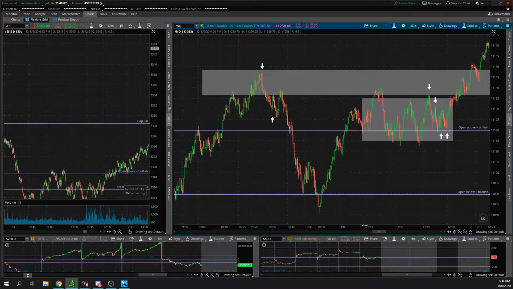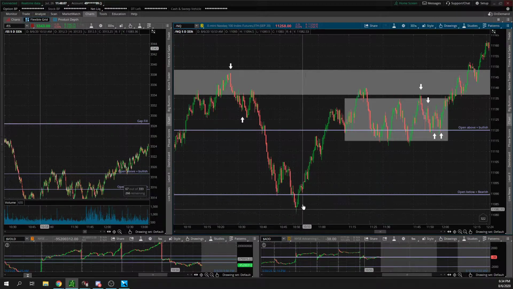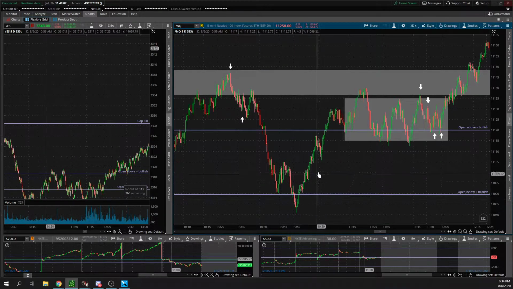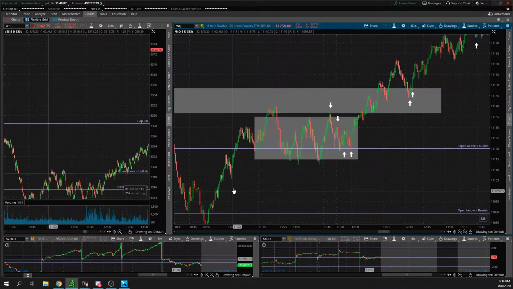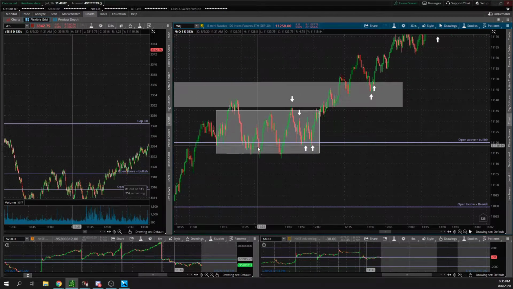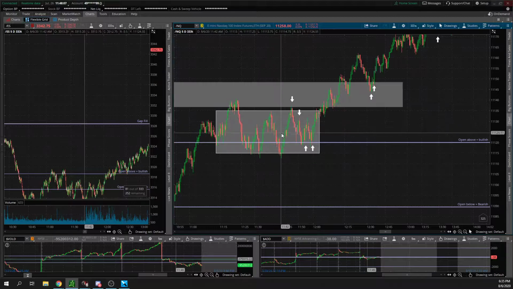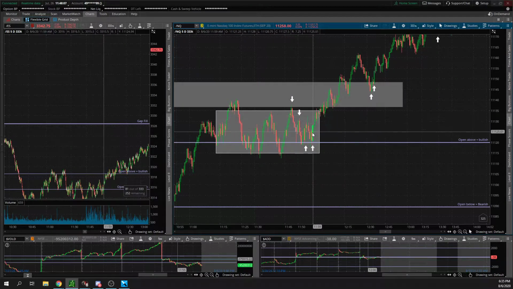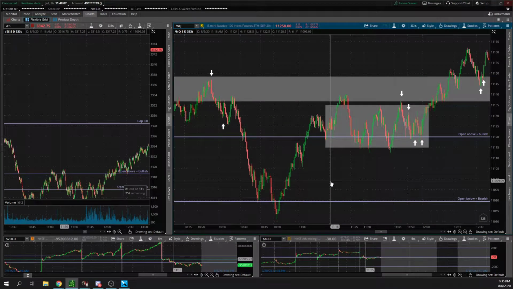But anyways, so we kind of started coming out after not seeing any real selling. Okay, and we obviously knew that there was buyers in control. So price started kind of just consolidating a little bit here. Okay, and we kind of formed this little range, this little balance inside of balance.